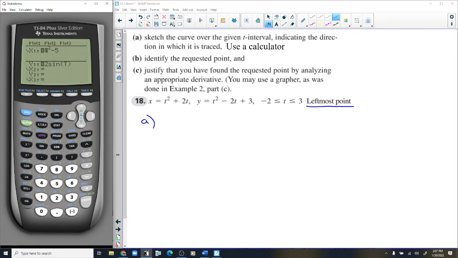Y equals. Let's clear these out. T squared plus 2t, and then t squared minus 2t plus 3. From negative 2 to 3, window negative 2 to 3. What about the negative 7, the 7s and the 4s? Let's see if that works. If it doesn't, we'll adjust it. Graph. And it doesn't work.